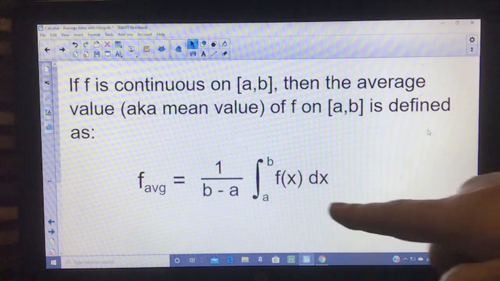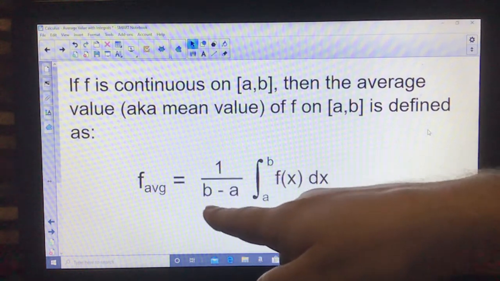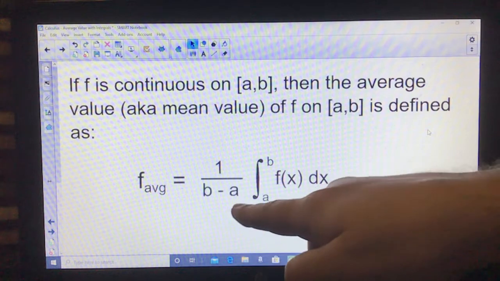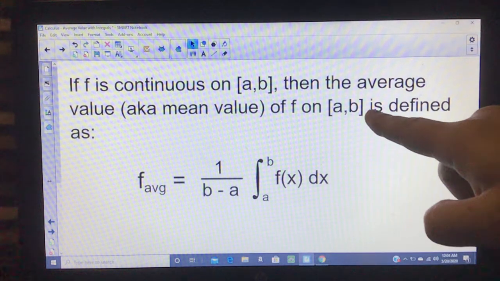So like I said, think of this part as adding up everything in the function, and think of this part as dividing to average it out. So the b and the a are the start and end of your interval.